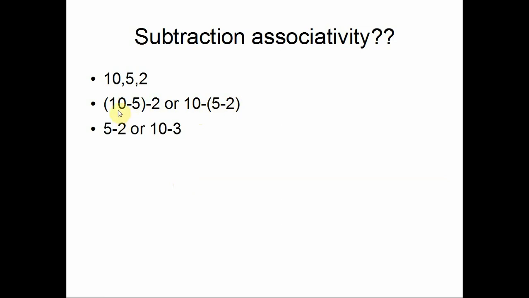So if we simplify, 10 minus 5 minus 2 is a 3. 5 minus 2 is a 3, and 10 minus 3 is a 7. You can see that the values are different. So this leads us to conclude that associativity doesn't work for subtraction.